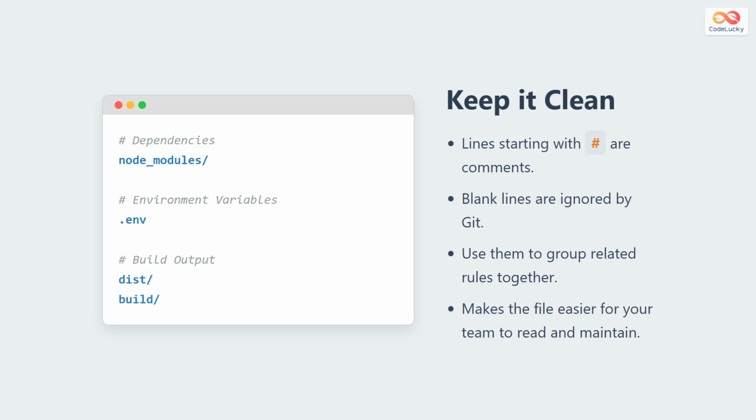As your project grows, this file can get long. You should use comments to keep it organized. Any line starting with a # is treated as a comment. Use blank lines to separate sections, grouping your rules by category, like dependencies, environment variables, or logs.